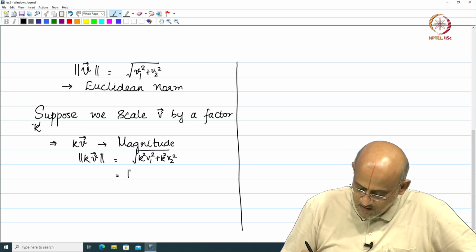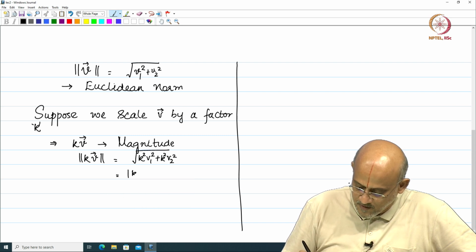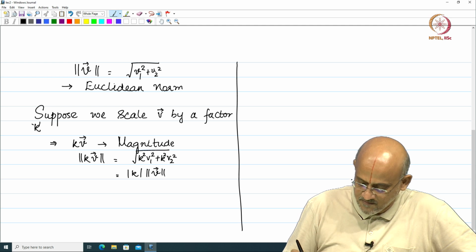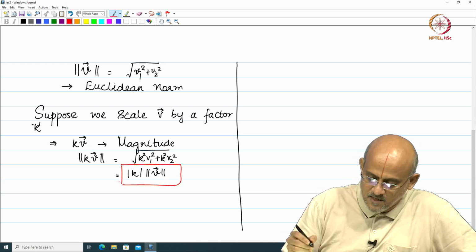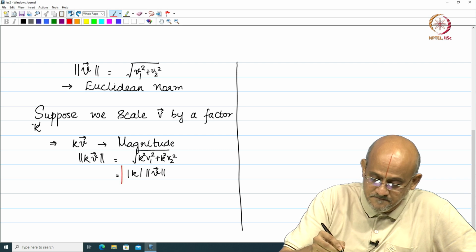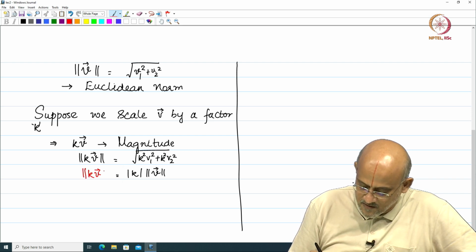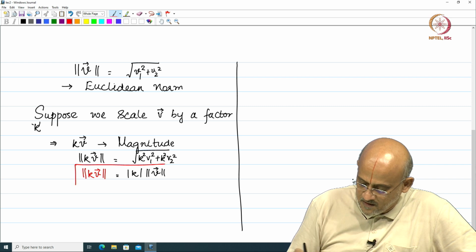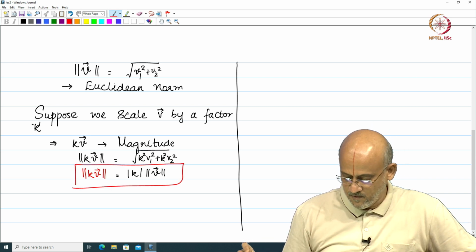So, this is going to be the magnitude, the absolute value of k times the norm of the vector v. This is a very important result where we say that the magnitude of a scaled version of a vector is nothing but the absolute value of the scaling factor times the vector's norm.